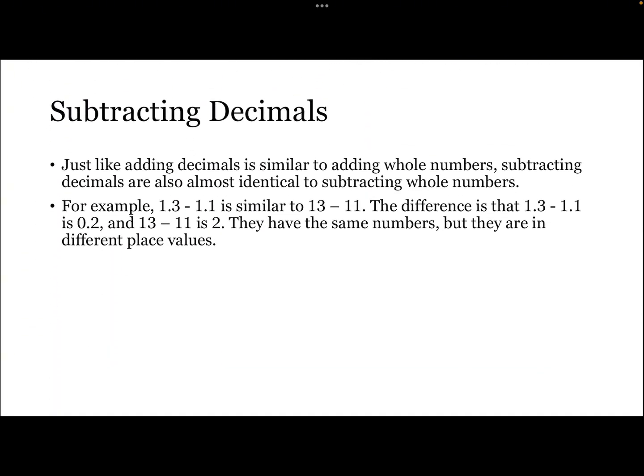Subtracting decimals. Just like adding decimals is similar to adding whole numbers, subtracting decimals is almost identical to subtracting whole numbers. For example, 1.3 minus 1.1 is similar to 13 minus 11. The difference is that 1.3 minus 1.1 is 0.2 and 13 minus 11 is 2. They have different numbers, but they are in different place values.